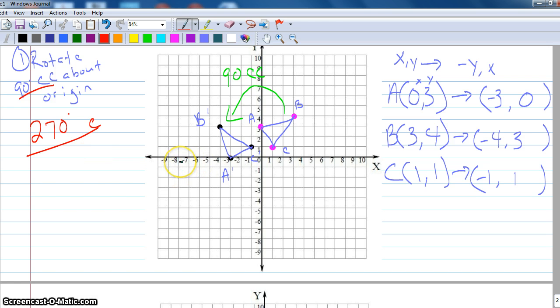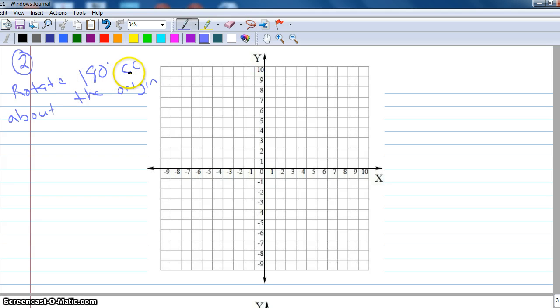Alright, now we're going to do 180 degrees for the next example. So now we're going to rotate 180 degrees counterclockwise. I'm going to use the same 3 points. The rule for 180 degrees counterclockwise is (negative x, negative y). So whatever points you have, you just change the sign on both. If it's negative, it turns positive. If it's positive, it turns negative.